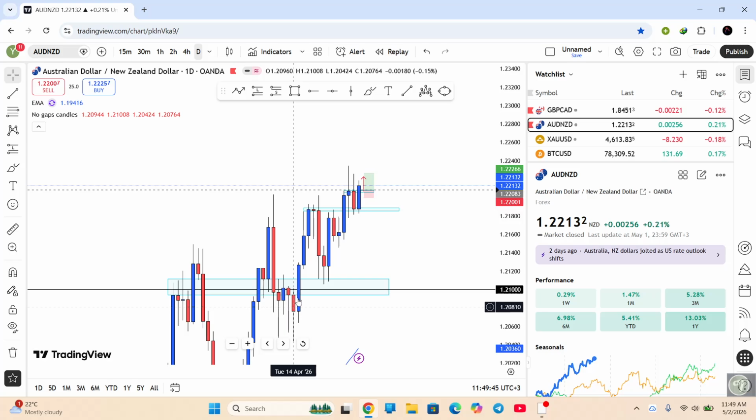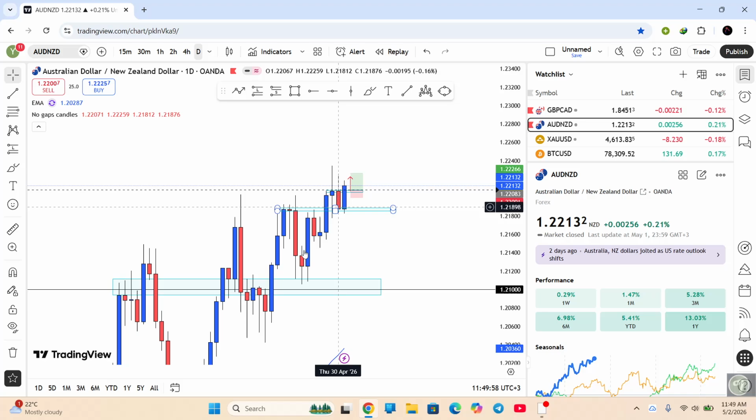As you can see on the daily time frame, price is forming higher high, higher low, higher high, higher low. We identify the trend. The trend is telling us that price is forming higher highs and higher lows, so it's going to the upside. What we have to do is follow the trend.